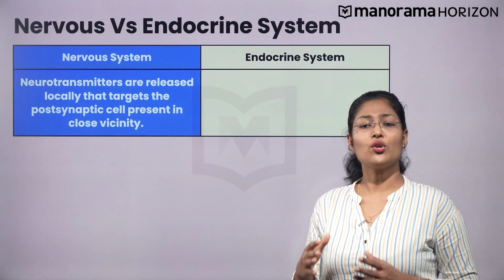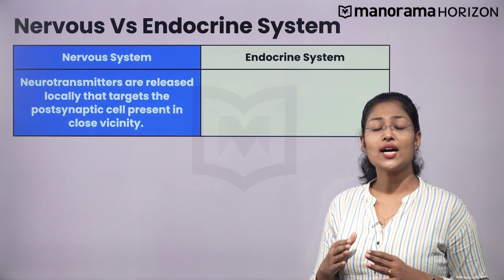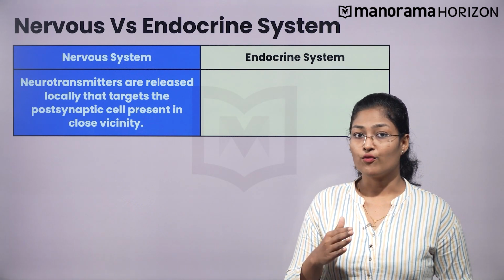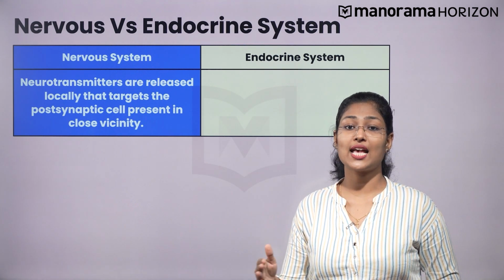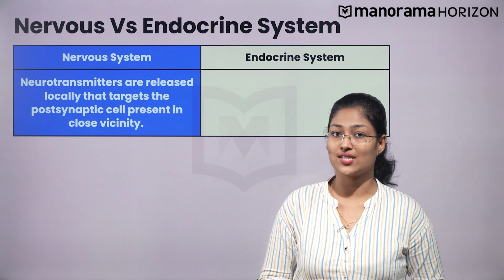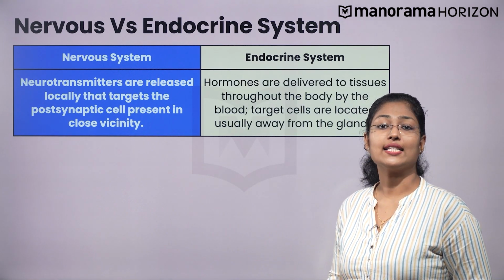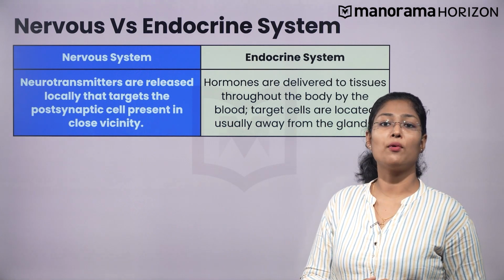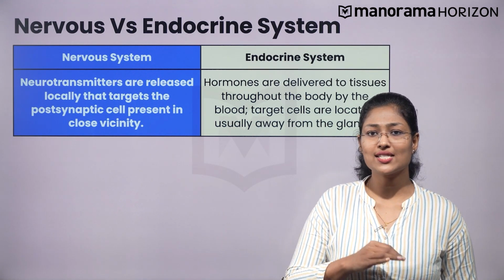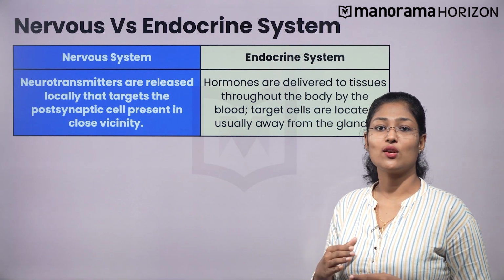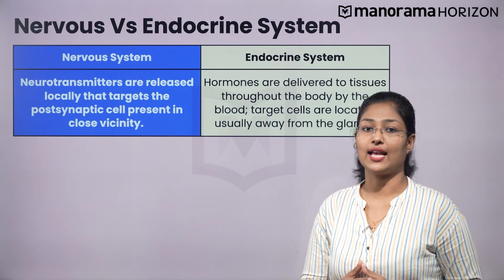Let us discuss some basic differences in the functioning of the endocrine and the nervous system. The neurotransmitters from the neuron are released locally, which then target the postsynaptic cell present in the close vicinity. Chemicals secreted from the endocrine glands are carried to tissues throughout the body by the blood. So these chemicals have the target cells located usually away from the gland.